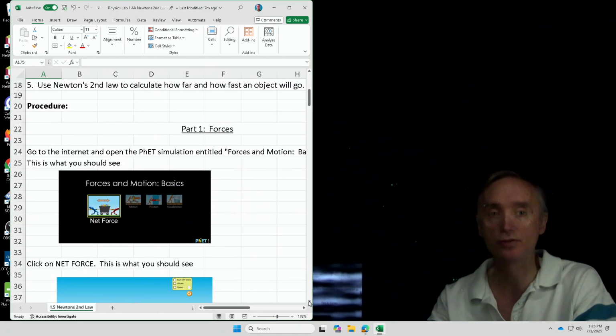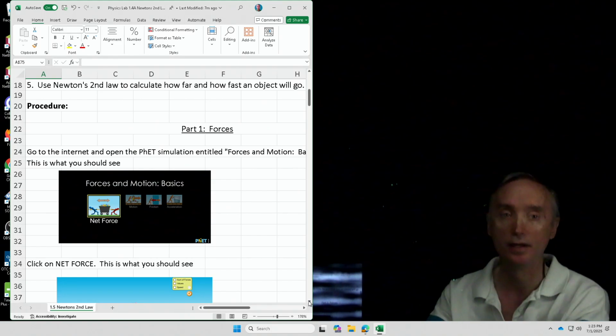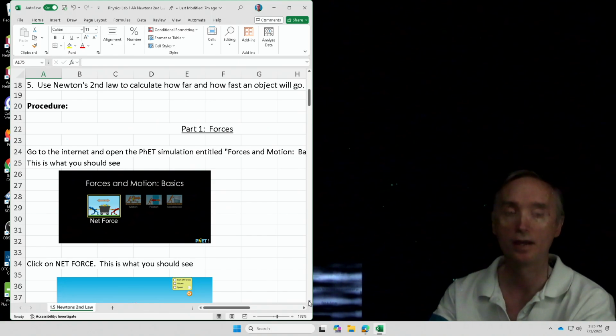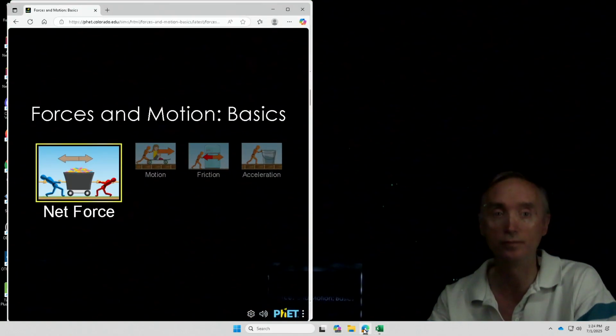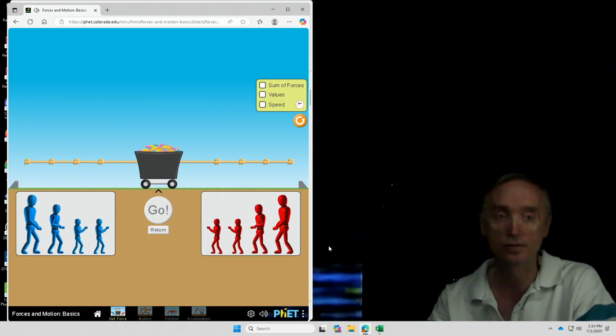The simulation that we're going to be using is a PhET simulation, so you want to go to the internet and open PhET Forces and Motion. When you open it up, this is what you're going to see. The one that we want to do first is the net force, so we're going to be clicking on this one. Okay, so here is the simulation that we're going to be using.